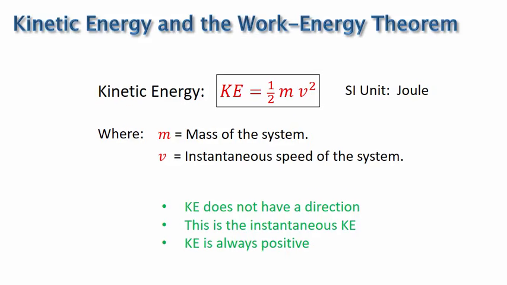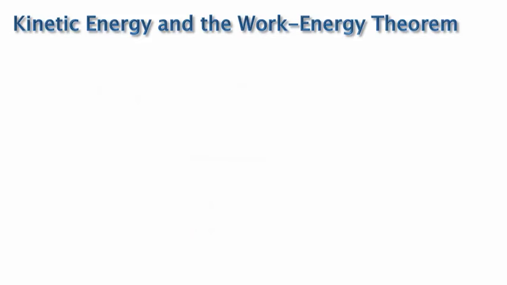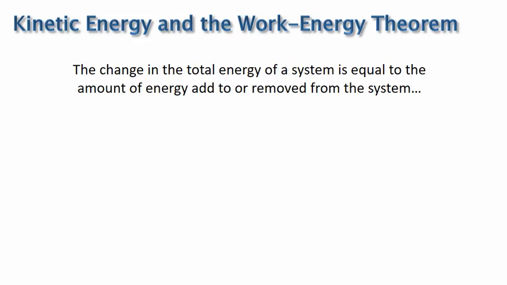Now let's move on to the work energy theorem. The work energy theorem is basically a statement of the conservation of energy. The change in the total energy of a system is equal to the amount of energy added to or removed from the system. This must be true because we can't create or destroy energy. We can only convert energy from one type to another. So the only way that the total amount of energy within a system can change is if energy is added to it from a source outside the system, or energy is transferred from the system to something outside the system.